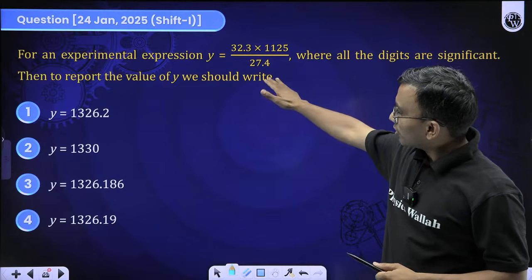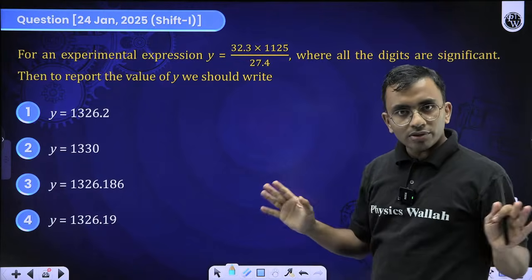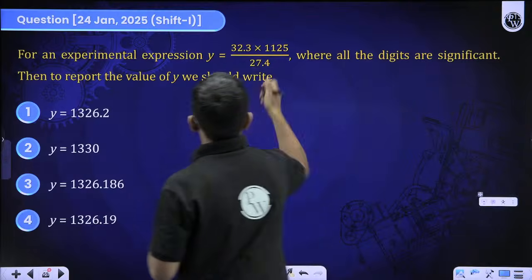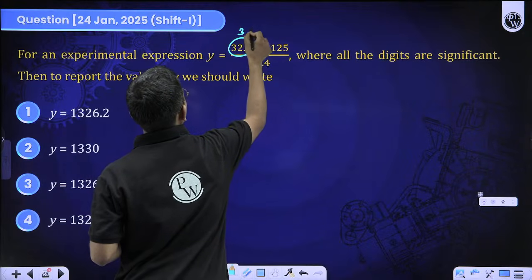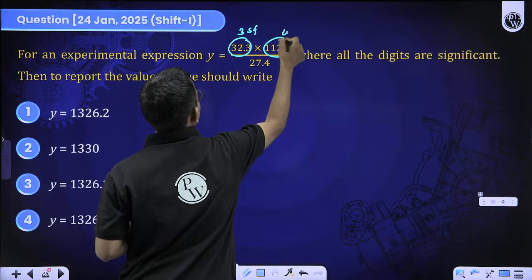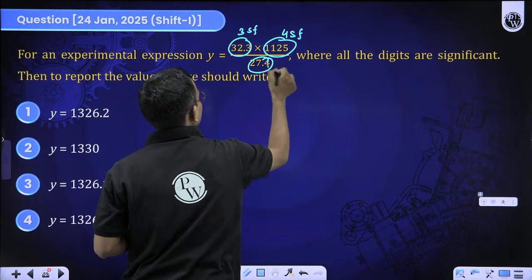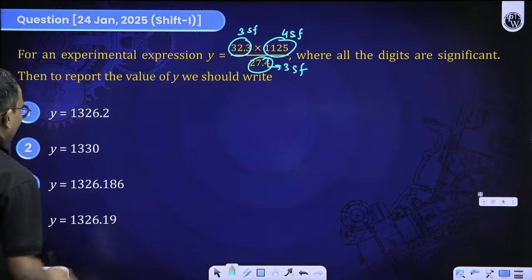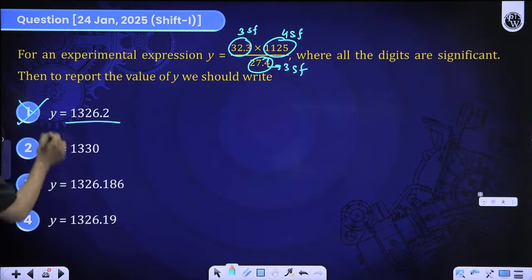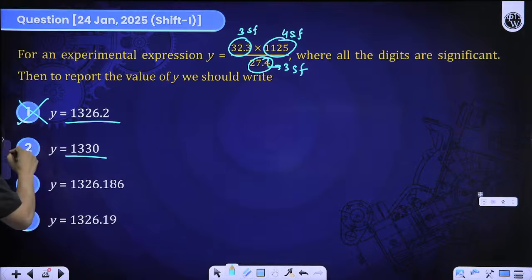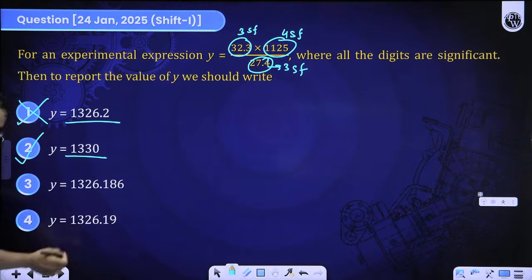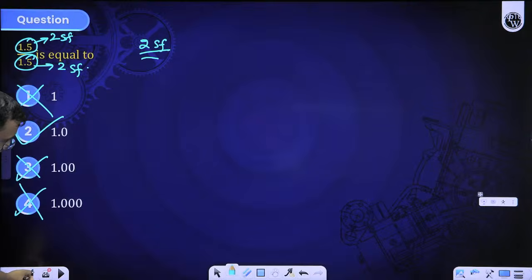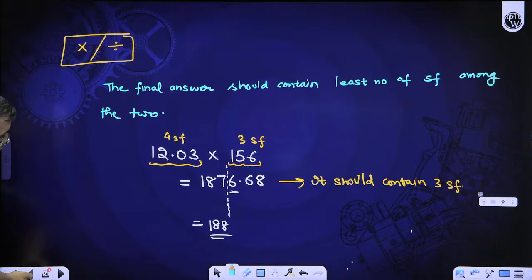Now you may say, sir, do we need to do the calculation? No, don't do the calculation in this. Just check the number of significant figures. Here, how many? 3 significant figures. Here, 4 significant figures. Here, 3 significant figures. So the final answer should contain only 3 significant figures. How many here? 5. Wrong. How many here? 3 significant figures. Correct.